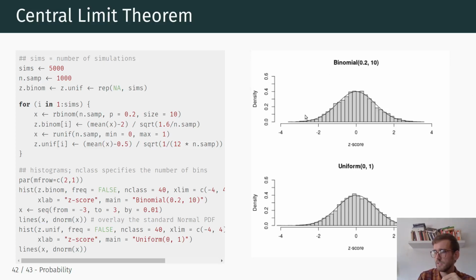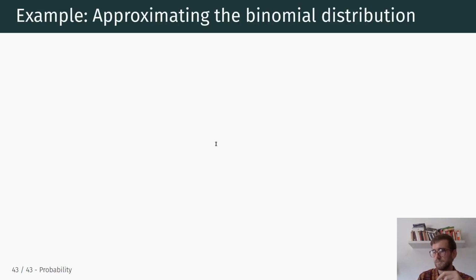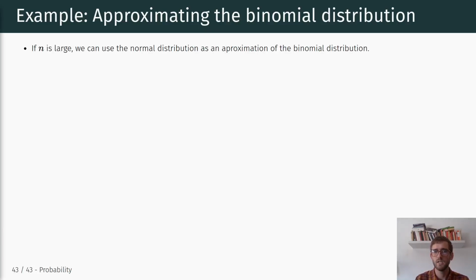I have another quick example of a special case of the central limit theorem that follows the same logic, which is approximating the binomial distribution using a normal distribution. This is another illustration of the central limit theorem at work: if our n, the number of draws from a binomial distribution, is sufficiently large, we can use the normal distribution as an approximation of the binomial distribution.